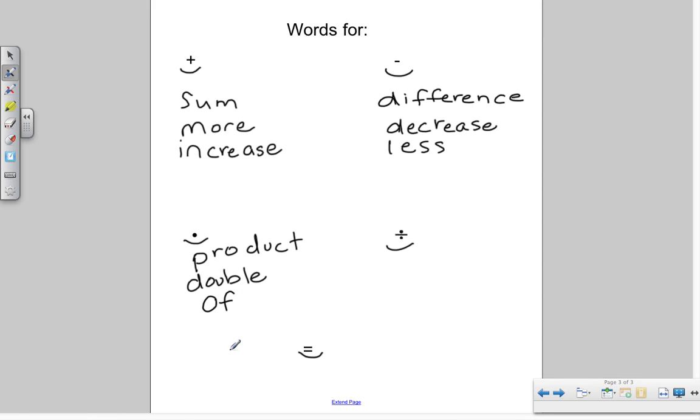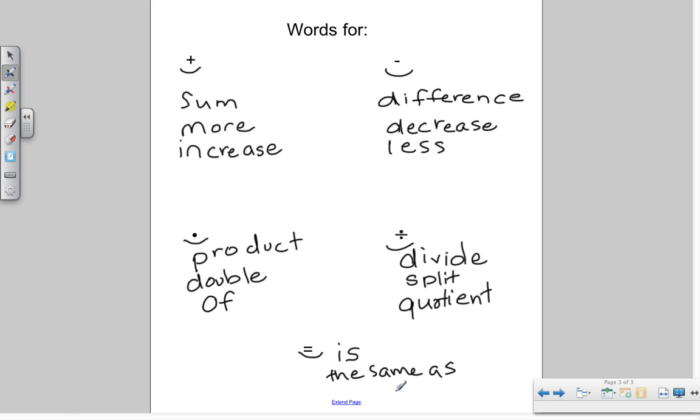And I'm going to say it as much as I can so that you get that ingrained in your brain. The division symbol would be divide, split, and quotient, the answer to a division problem. Equals is obvious. You could have equals, but also just the word is. 3 plus 4 is 7. The same as would also be equivalent. So things like that. There are many, many more of all of these, but this should get you started for the chapter. Thanks.